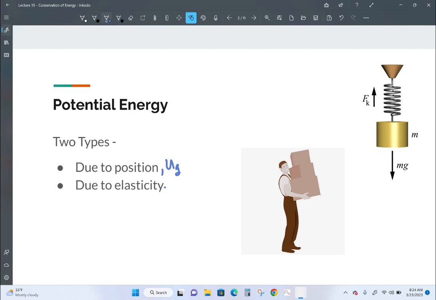And another type of potential energy is the potential energy in a spring that's due to elasticity. So we'll call that UE for elasticity. And we will be talking a little bit about springs, and we'll talk about the stiffness or the spring constant of a spring and the force needed to stretch it. But we'll also relate that to how much potential elastic energy it has stored in it when you stretch it out or you squeeze it.